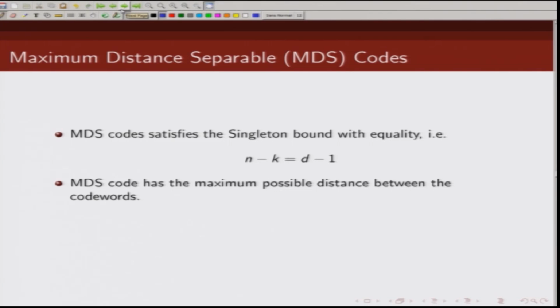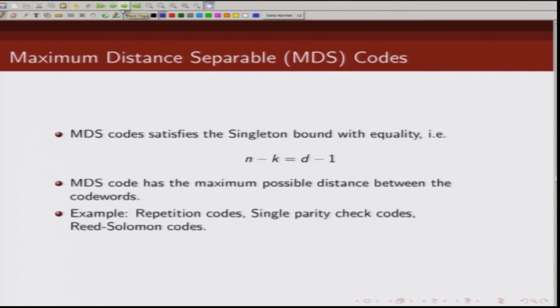And these are very good codes, they have the maximum distance possible between the set of code words. Examples of maximum distance separable codes are repetition codes, single parity check codes, and Reed-Solomon codes.